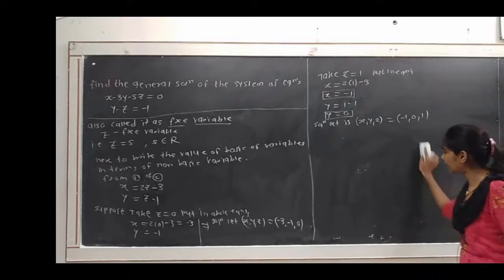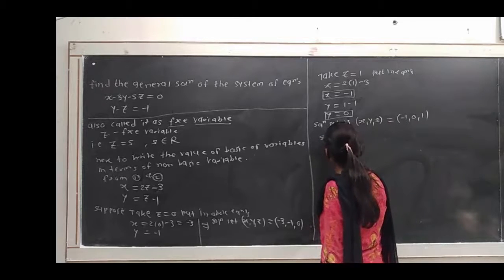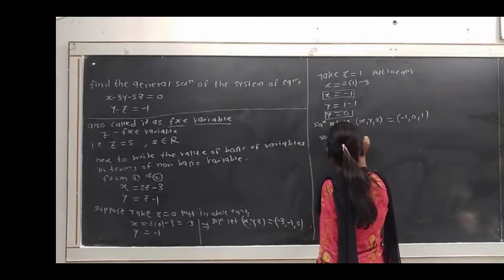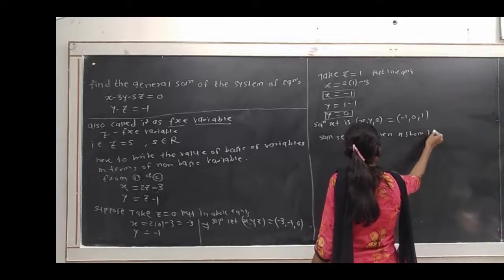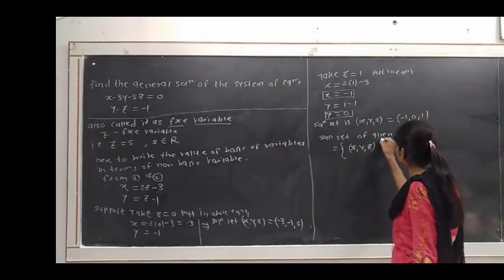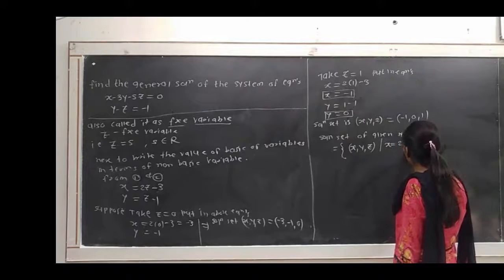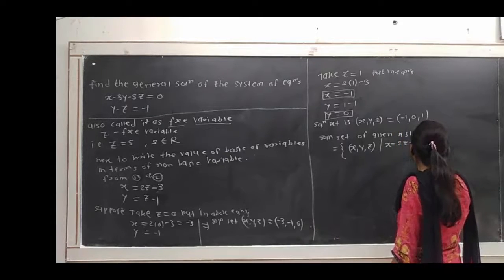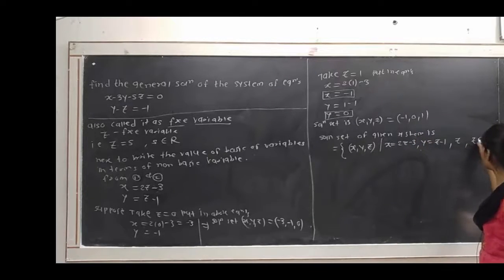And we write the solution set of the given system as x, y, z, these ordered triplets such that x is equal to 2z minus 3, y is equal to z minus 1, comma z, such that z belongs to R, the set of real numbers.